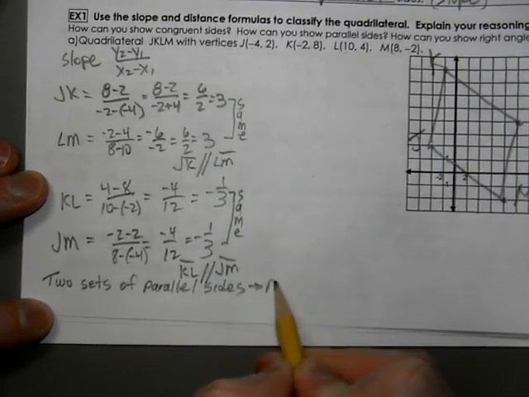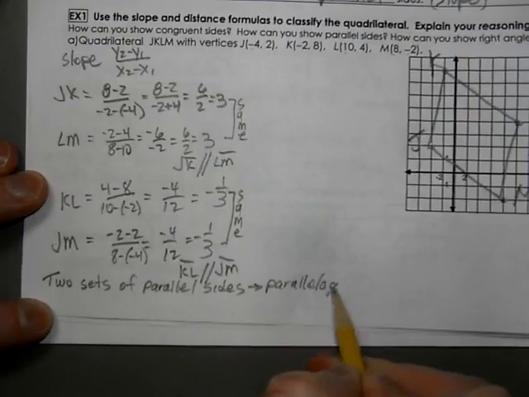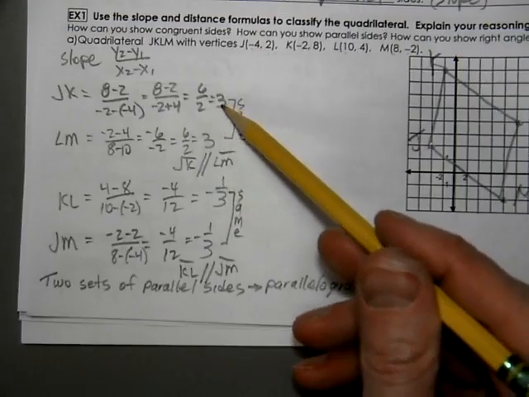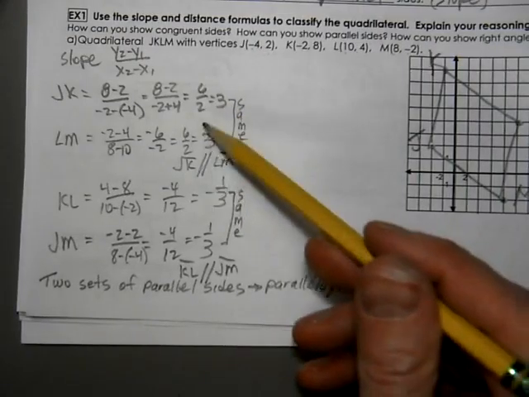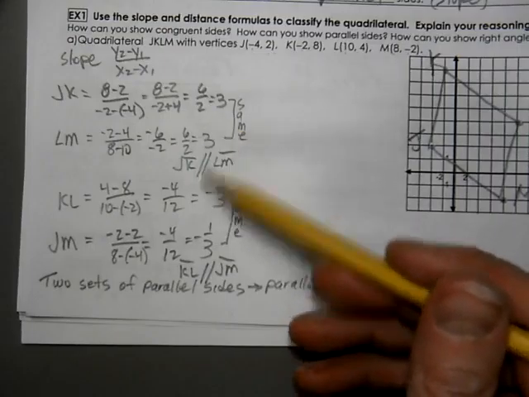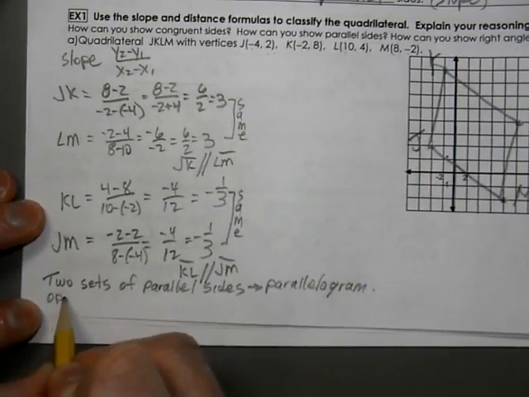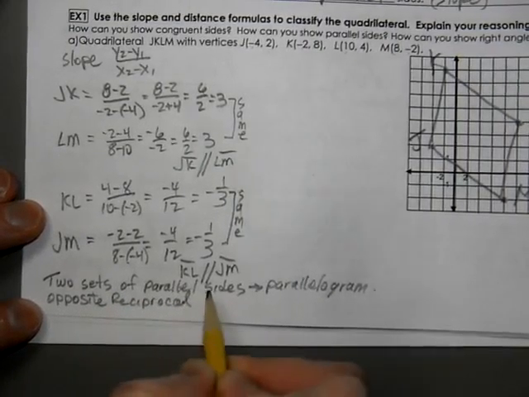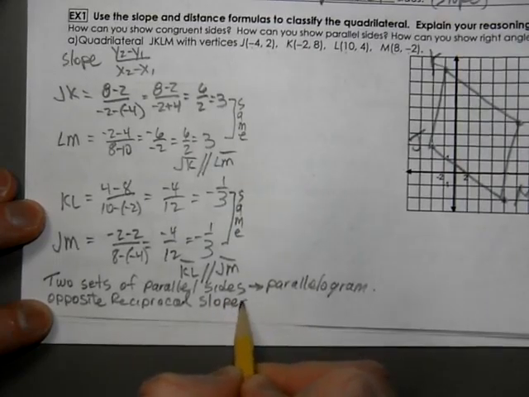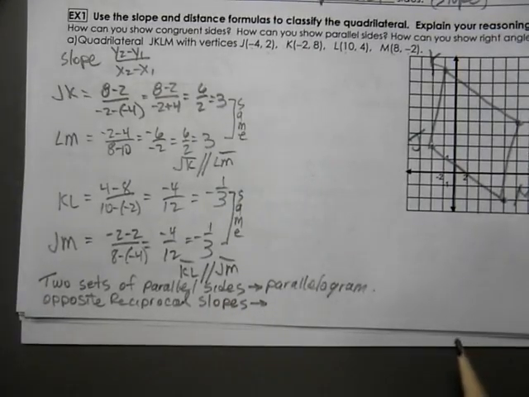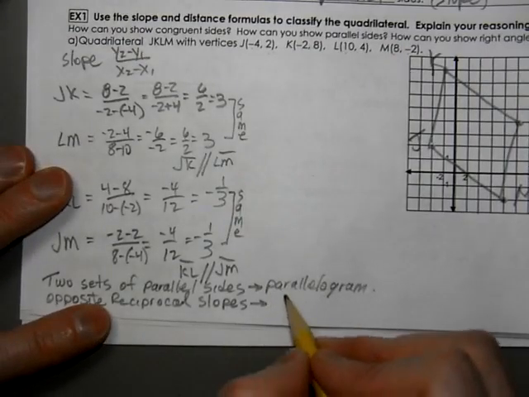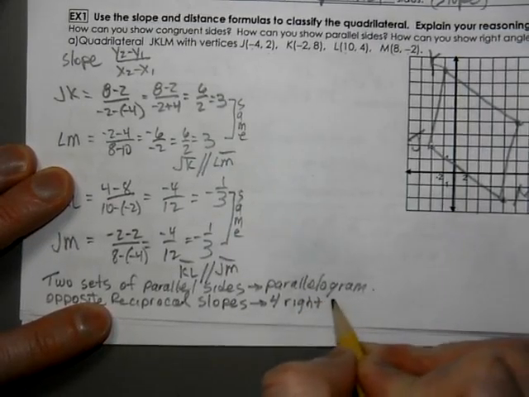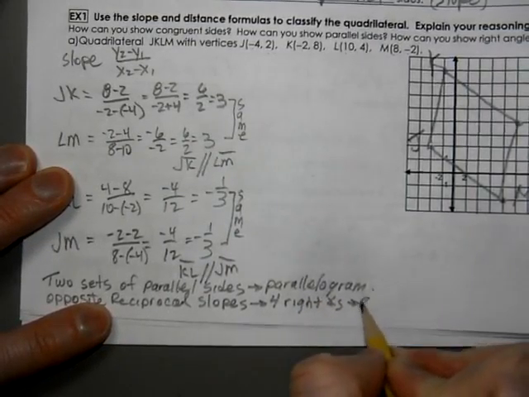Two sets of parallel sides makes a parallelogram. And then if you look closely, these slopes are 3, these slopes are negative, that's opposites, 1/3, so that's opposite reciprocal. Opposite reciprocal slopes are going to make the sides perpendicular. So that means that we're going to have 4 right angles, which makes a rectangle.